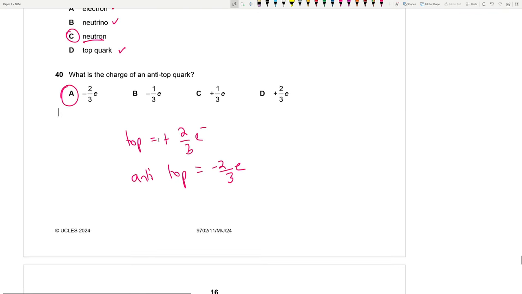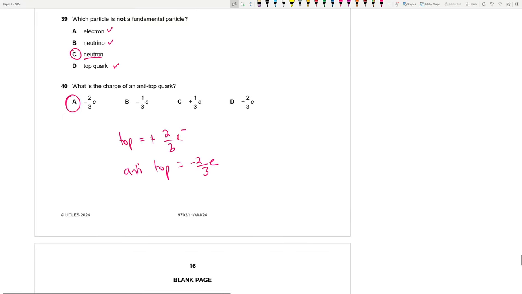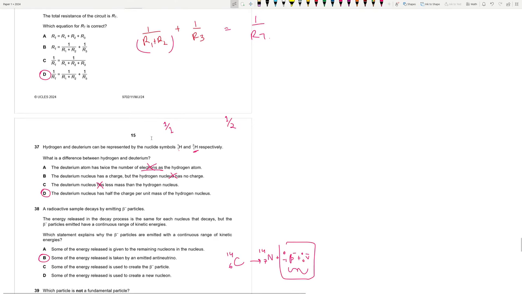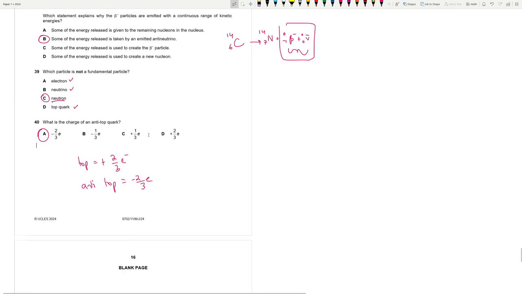So guys, that was it. Overall, I think it was a very basic and easy paper. I didn't find any questions hard, honestly. All of them are doable, common questions.